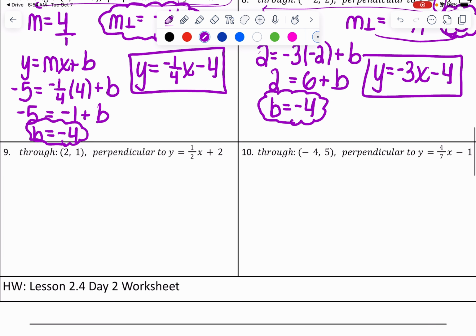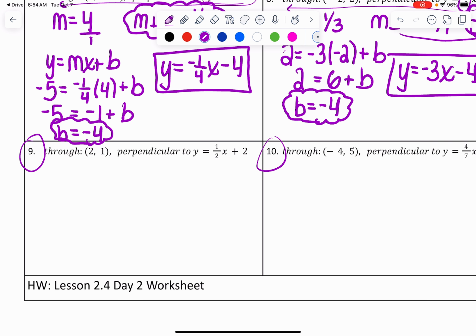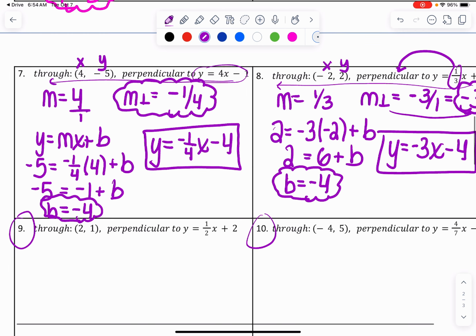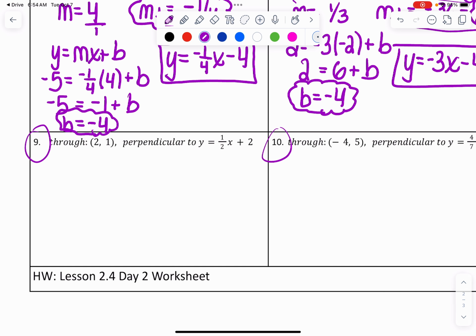Okay, so then this one, here's what I want you guys to do. I'm going to stop the video for now, and then what I'll do is I'll post this answer key. I want you guys to try, with each other, 9 and 10. So they're similar to 7 and 8, but again, I will post this answer key, and then once you guys are done, feel free to do the 2.4 day 2 worksheet.